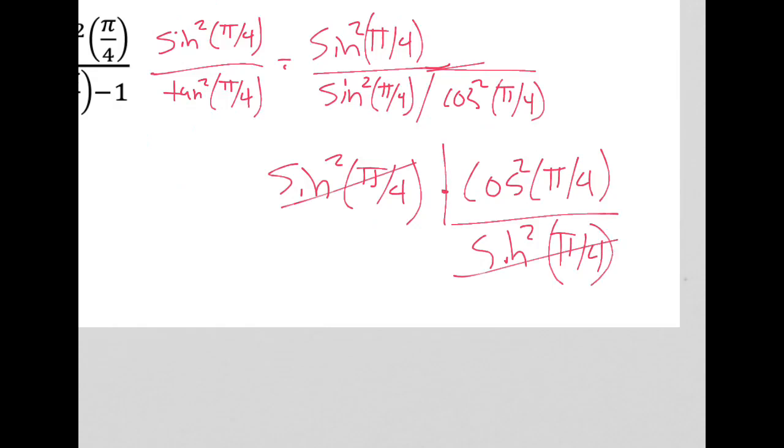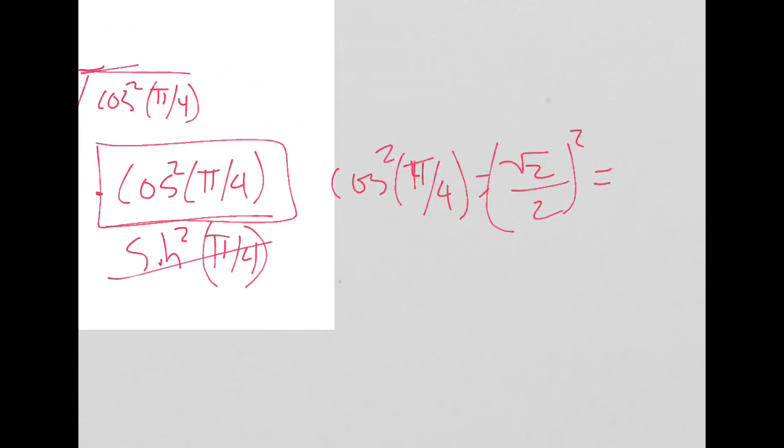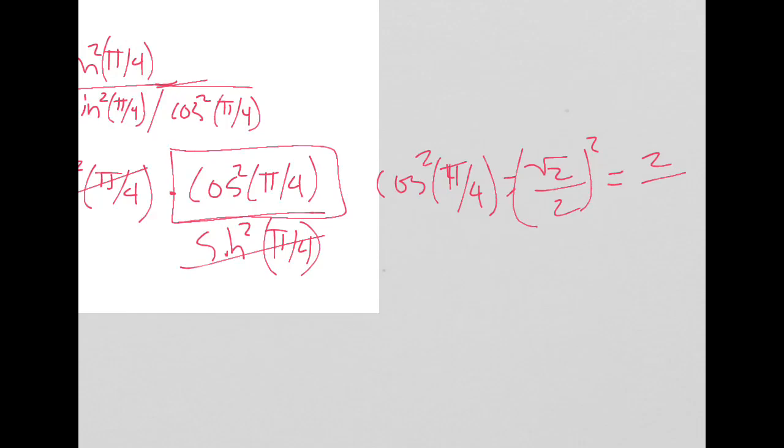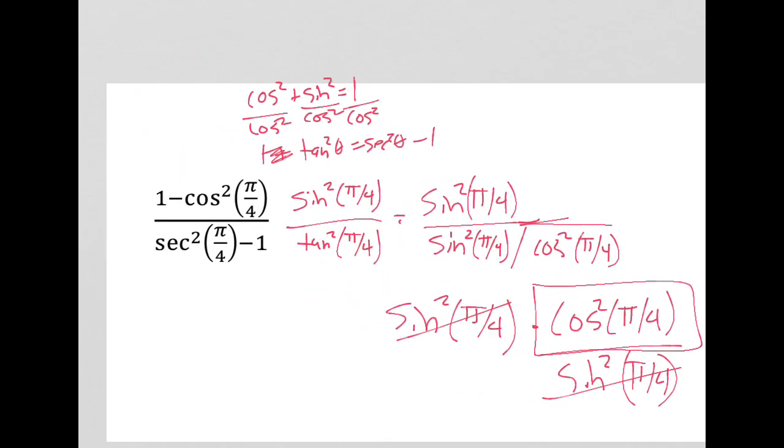My sines cancel, and I'm left with cosine squared of pi over 4, which we can evaluate, because we know that cosine of pi over 4 is root 2 over 2. So if we square both sides, we get square root of 2 squared is 2, 2 squared is 4, we get 2 over 4, so we get 1/2. So that is our answer for that messy thing. It just became 1/2. So understanding how to use identities is a hugely important concept in this unit.